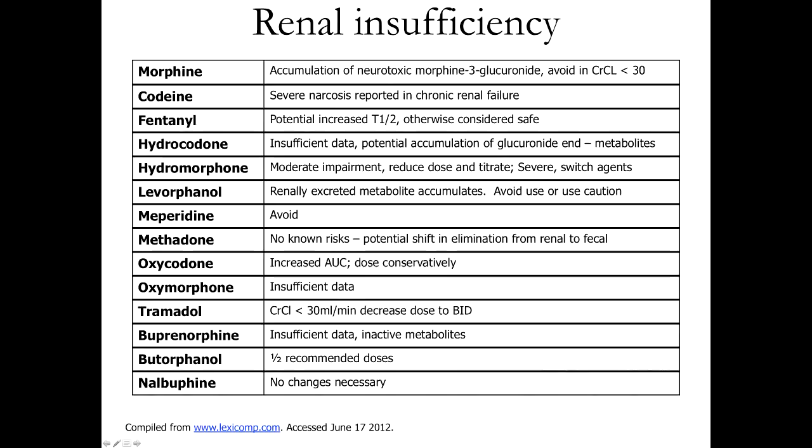And remember that there's a neurotoxic glucuronide metabolite of morphine, which is called morphine-3-glucuronide. And so most hospitals will actually try to avoid morphine use when you have a patient with a creatinine clearance of less than 30. I do want you to know morphine, and I do want you to know creatinine clearance less than 30. I think that's important.